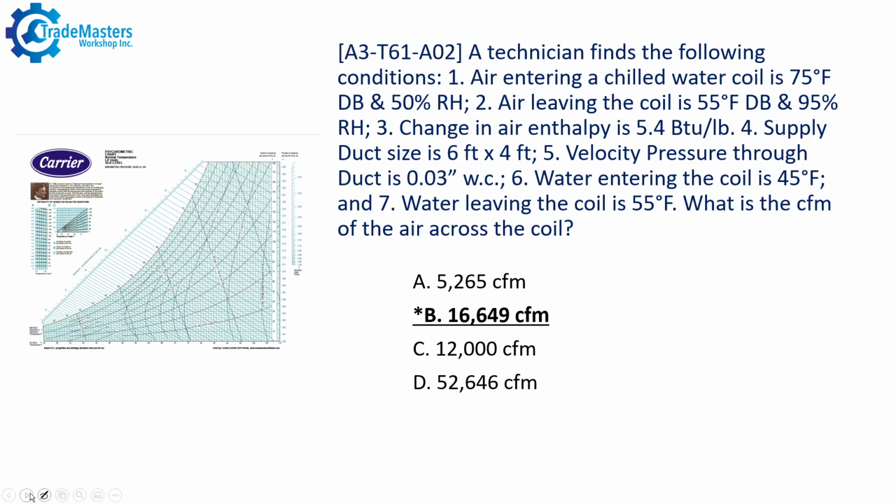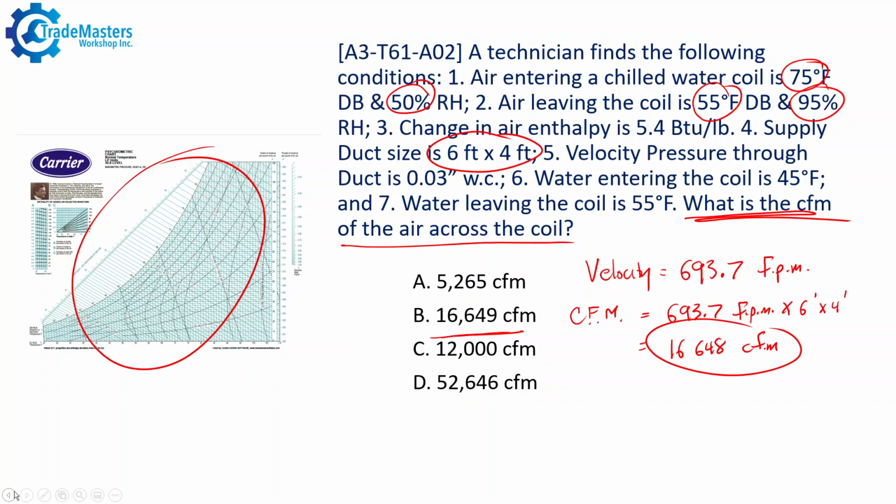Let's just double check here. Absolutely, B is the closest answer, 16,649. So just go back one slide so we can see our calculations again. Very straightforward. The question's not complicated so far.